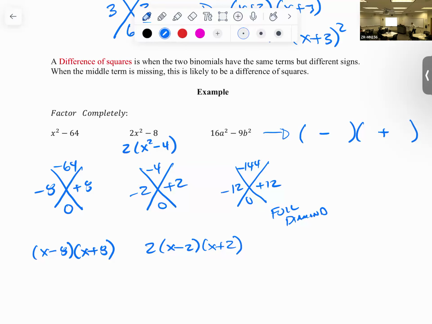I'm going to have to do the full diamond on that one, because why? Is it an A and a B? Nope, nothing to do with the variables. What's the term here? That's a 1. This is a 16, which means I have to do the full diamond. This isn't just x plus 12, x minus 12, or A and B. But what I can see is, what times what makes 16? That's the same, 4 times 4, so 4A. What times what makes 9? That's the same, 3.